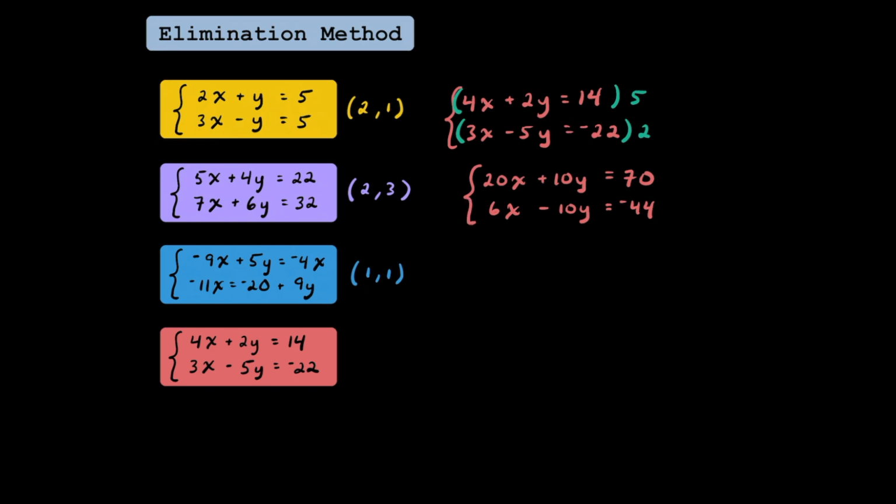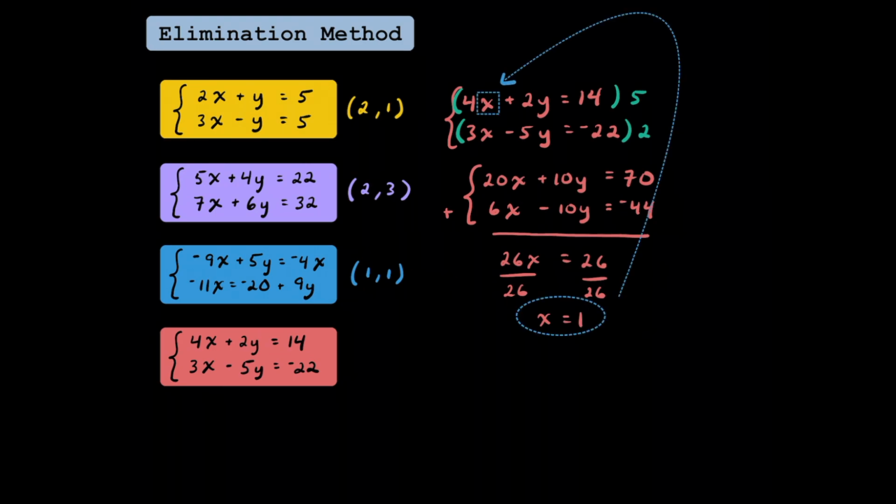Now that the y's have matching coefficients, we can add these two equations to eliminate the y's. So 20x plus 6x is going to be 26x, 10y plus a negative 10y gets a 0y, so it gets eliminated, and 70 plus negative 44 is going to be 26. Dividing both sides by 26 here, we're going to find out that x is equal to 1.